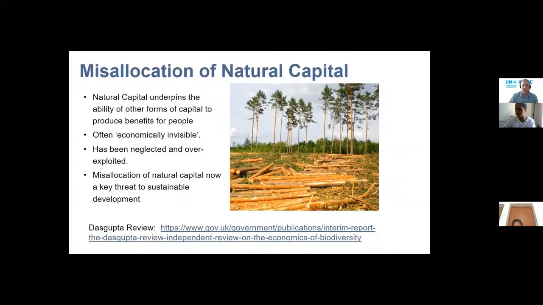And so this has led us into this kind of misallocation problem, where we haven't invested enough in our natural capital stocks, and we are facing a real threat to the benefits we derive from it, and this is now seen as a key threat to sustainable development. And the UK Treasury recently commissioned this review, where the link is at the bottom of the screen there, and that provides a really nice overview of this issue.